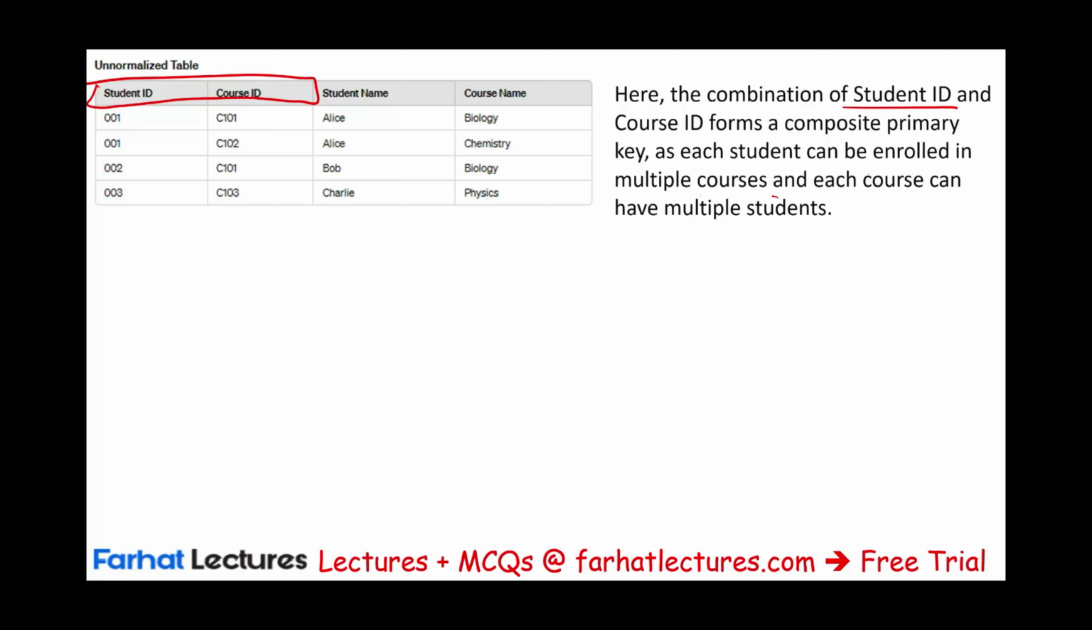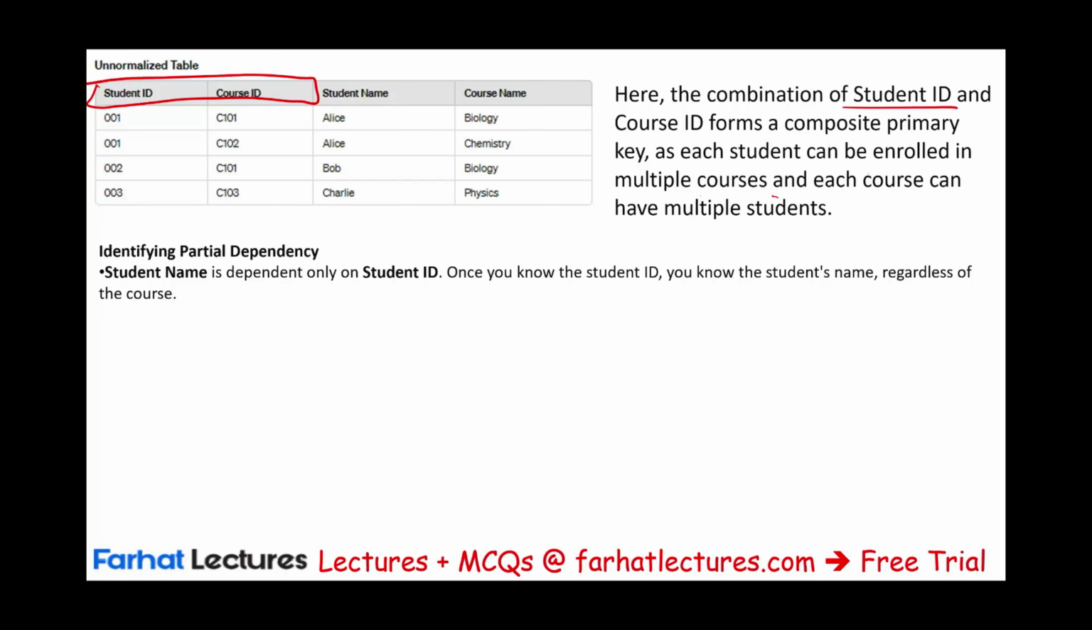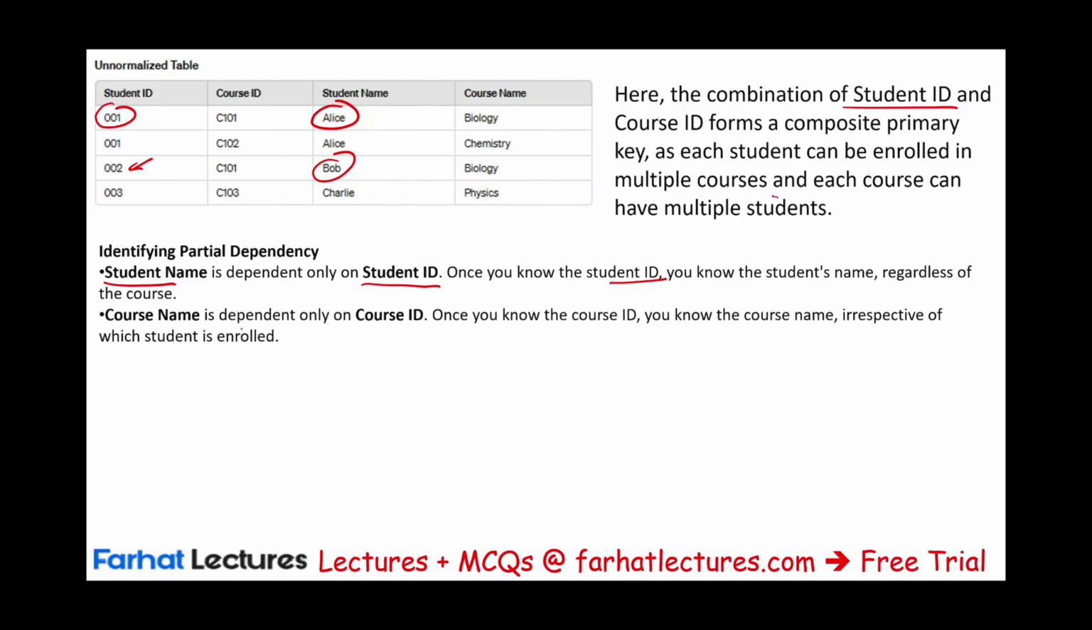Now, do we have a partial dependency here? Well, let's see. Student name is dependent only on student ID. Each student has a student ID. Once you know the student ID, you can know the student's name regardless of the course they are enrolled in. Because once I know 002, I know the student name is Bob. That's fine. The course name is dependent on the course ID. Once you know the course ID, for example C102, that's chemistry. You know the course name irrespective of which students are enrolled in it.